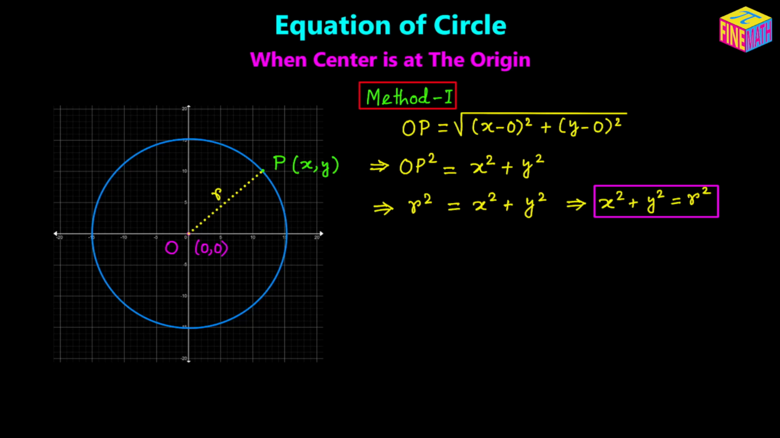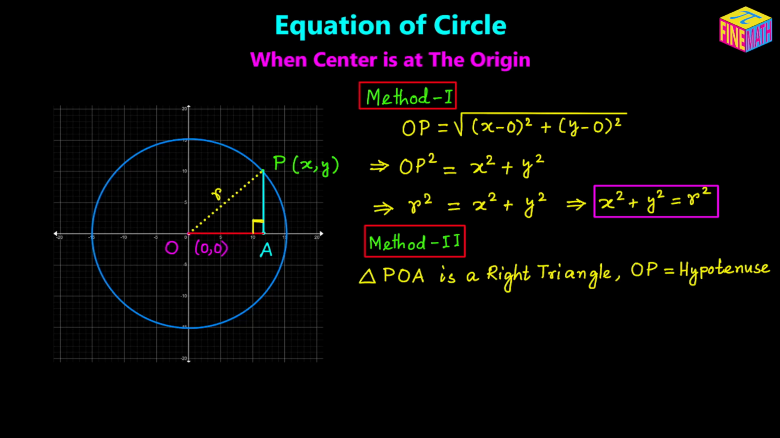Next, we are going to discuss the second method, where we are going to use the Pythagorean theorem. Here, the first thing I am going to do is drop a perpendicular from P onto the positive x-axis. Let's suppose the perpendicular landed at point A on the positive x-axis. And next, I am going to connect A with O. Now, we have a right triangle. The right triangle is triangle OAP.